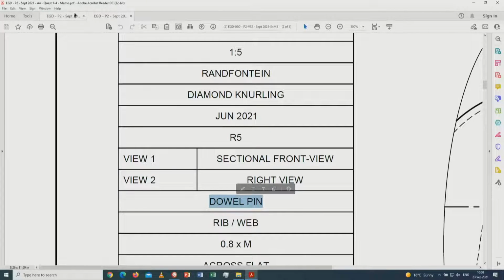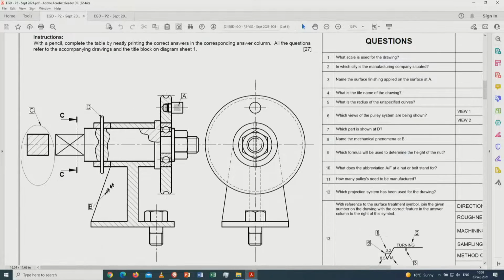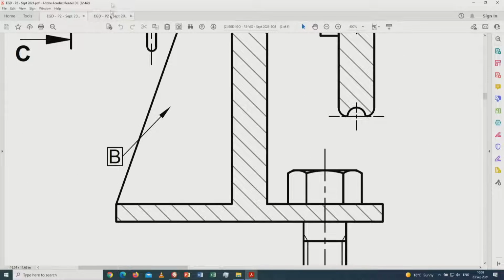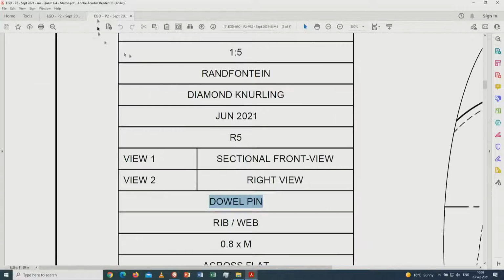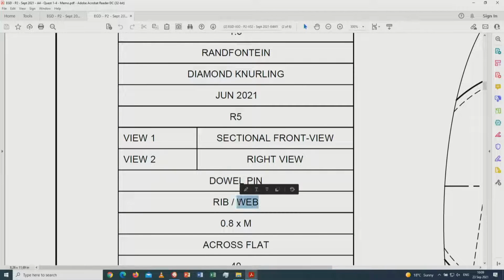All right. Then the next question, what is pointed out by B? There we go with that part. That is the rib. We have done that just now. So therefore that is the web or a rib. Both answers could be seen as correct.